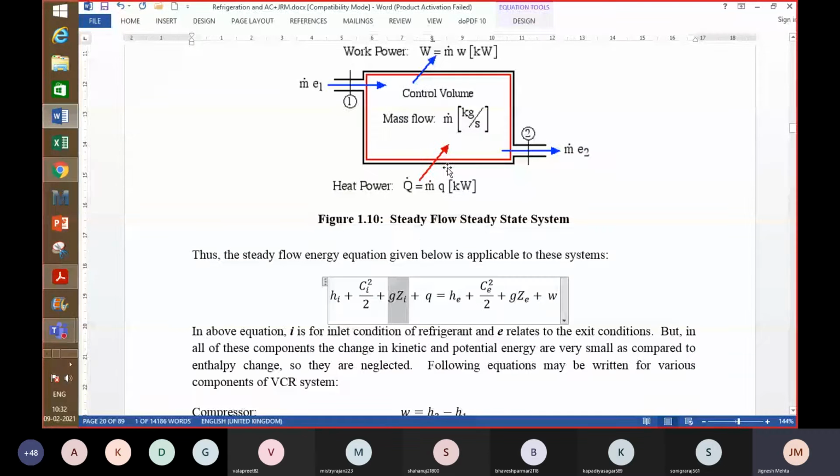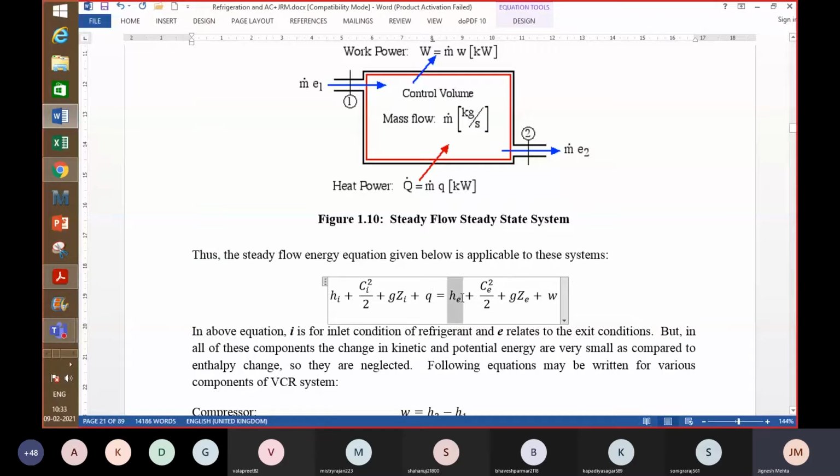And assume that the heat is supplied to the system, right? It may be the opposite thing, but in that case, this Q will come out to be negative. All of these terms will be in kilojoule per kg.